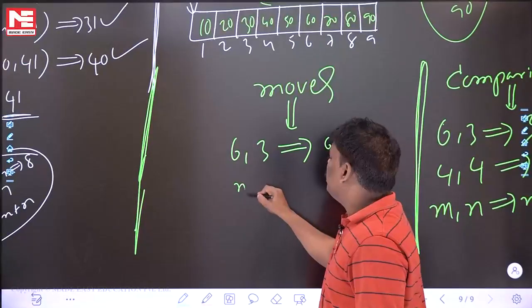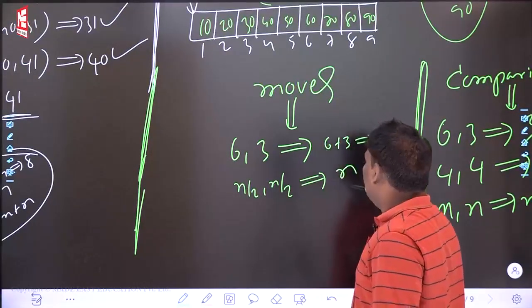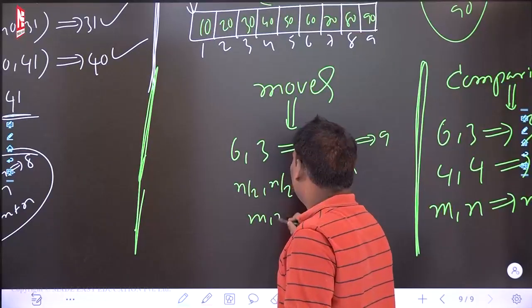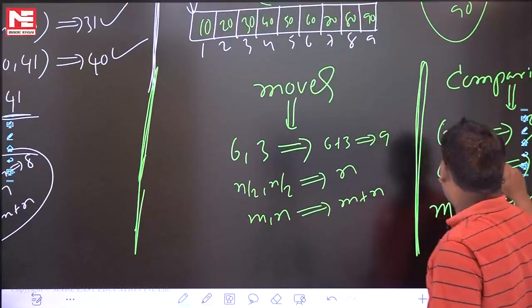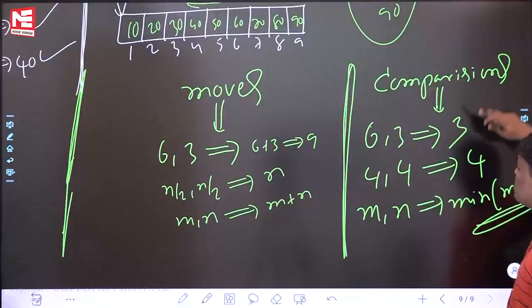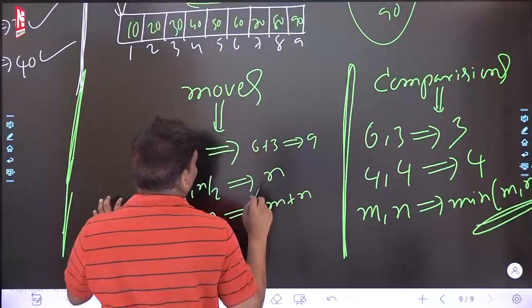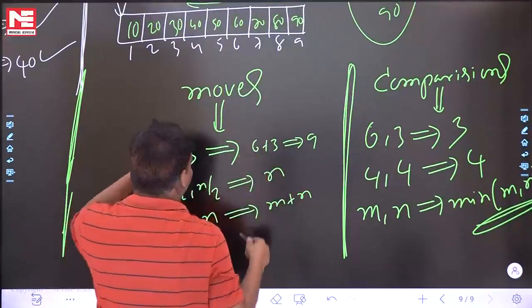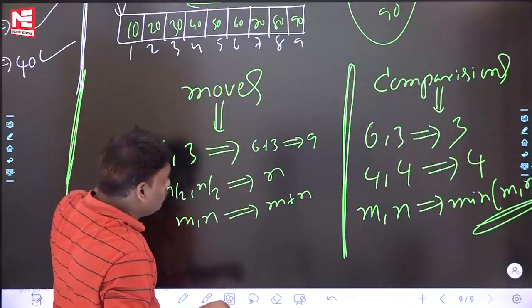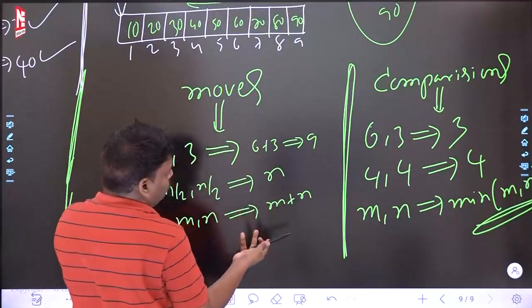Same way. What about n by 2, n by 2? What is the answer? n. What about m and n? m and n is going to be m plus n. Please be careful. Whether you compare or not, I don't know. See this one. Comparisons may decrease, but moves will be the same. Moves will be like the previous case. If you compare both of them, moves will be more.